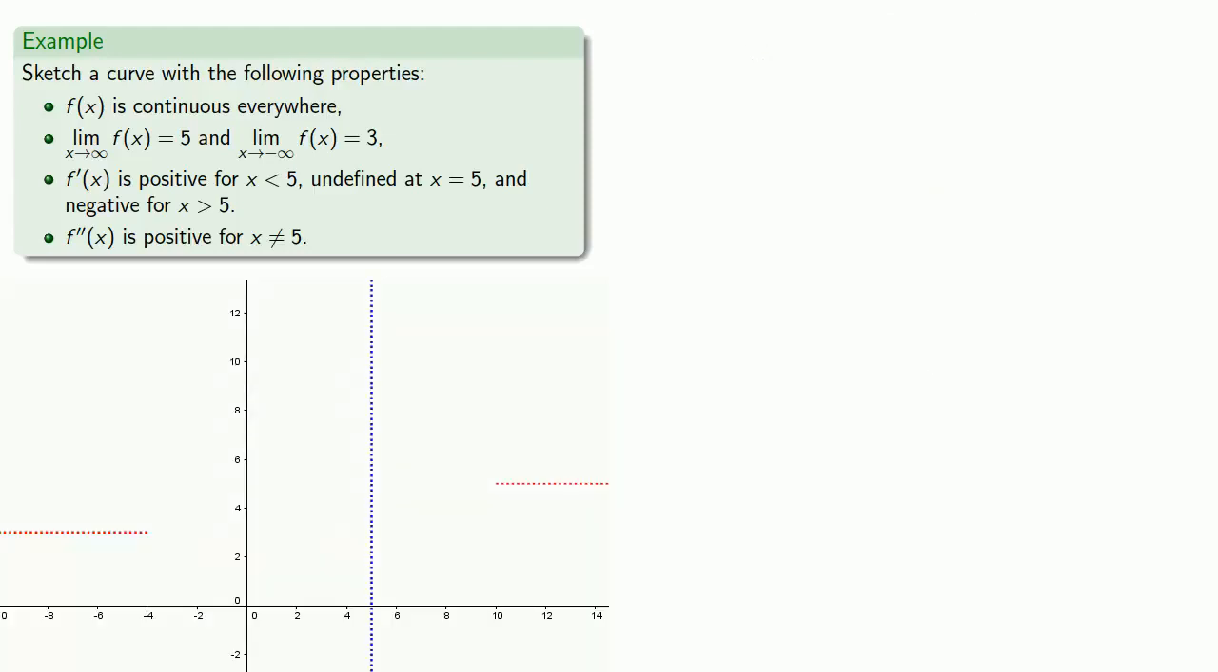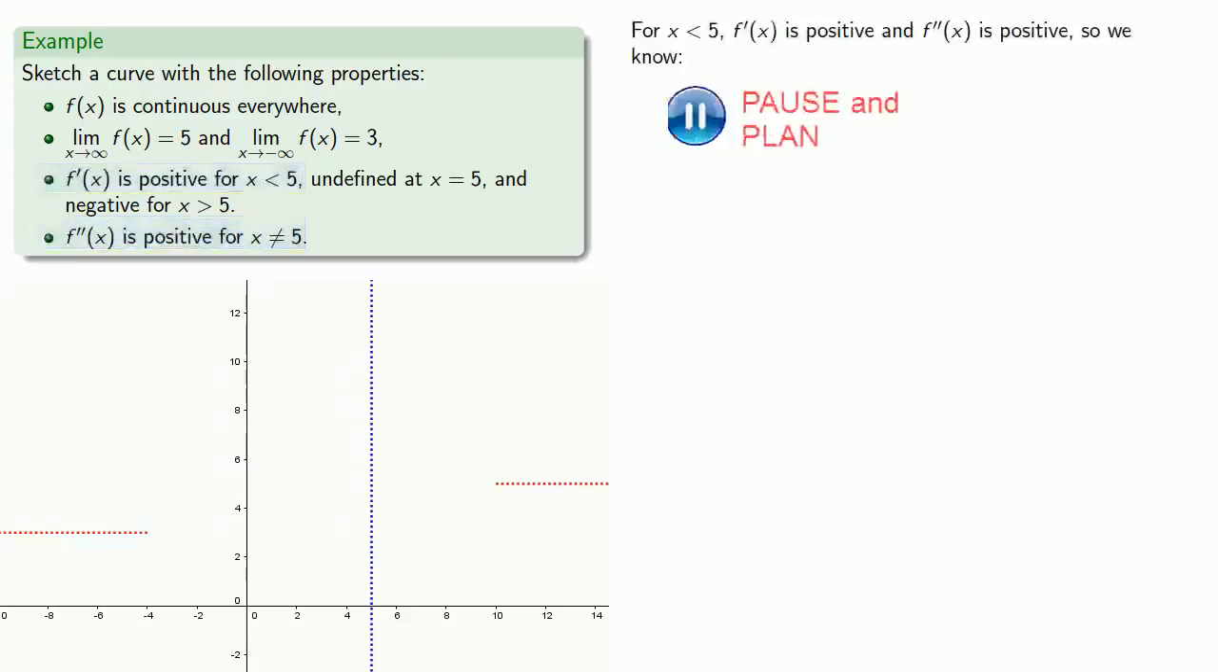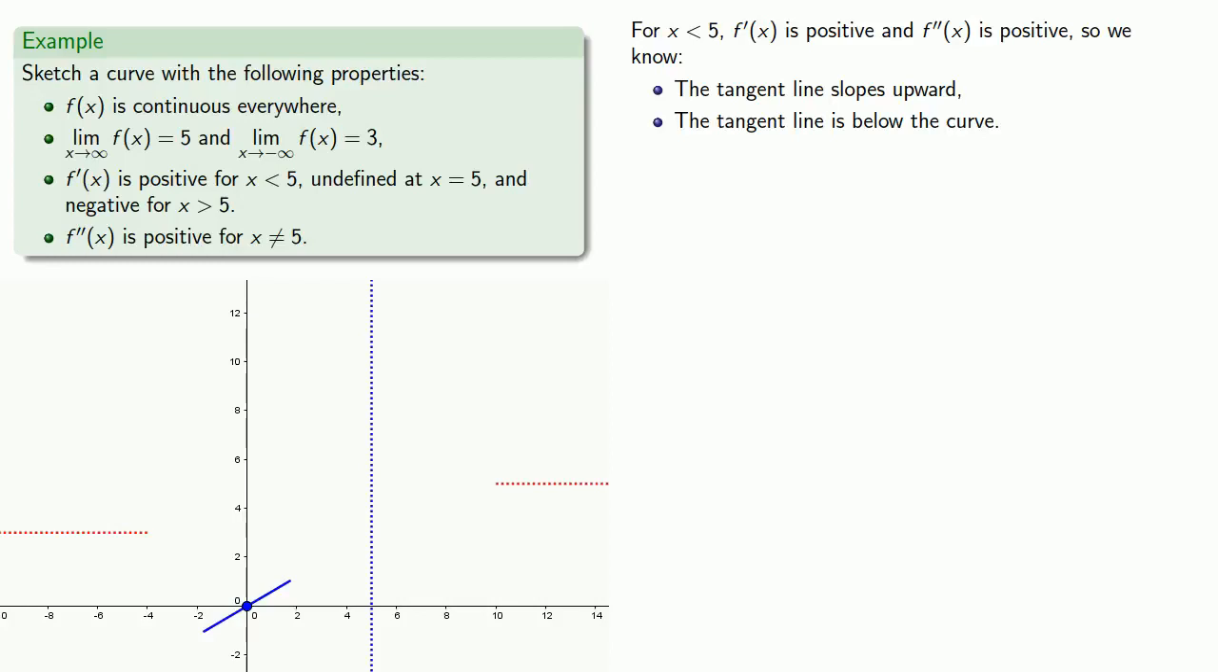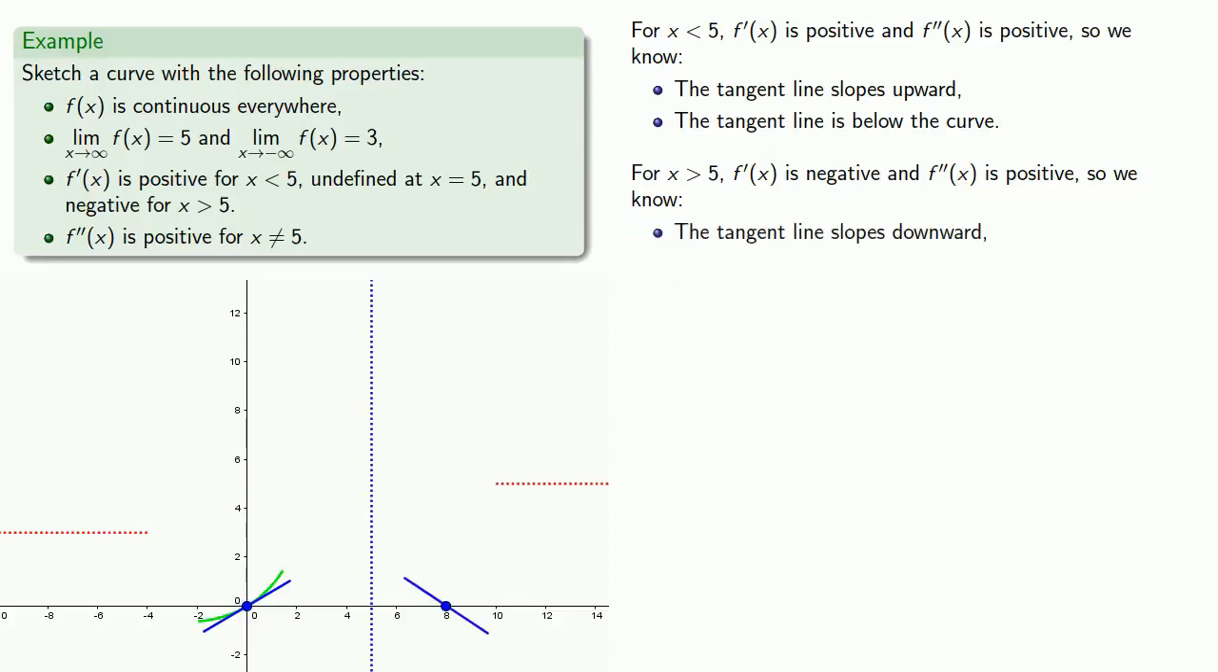For x less than 5, the derivative is positive and the second derivative is positive, and so we know the tangent line slopes upward and the tangent line is below the curve. So we can draw a placeholder point and the curve through that point, and again we know we're going to have to adjust the location and shape of this curve slightly. For x greater than 5, f prime of x is negative and f double prime is positive, and so we know the tangent line slopes downward and the tangent line is below the curve, and so our curve will look something like this.